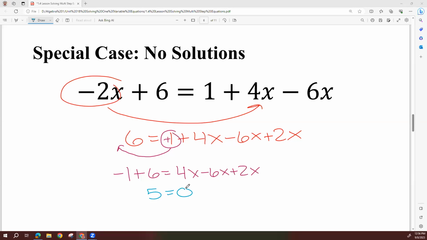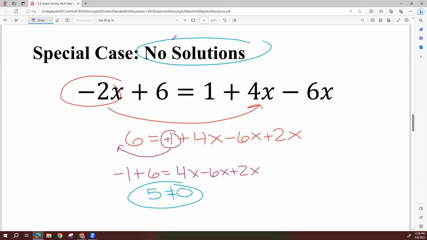So here we end up at the end where we have one thing on each side, and those 2 things are not equal to each other. And so we can say not equal to by putting a little line through the equal sign. 5 is not equal to 0. And so what that means about this equation that we started with is that it has no solutions. There is no number that we could plug in for x in all three of these places that would make both sides of the equation equal. And so then we would say there are no solutions to this equation.